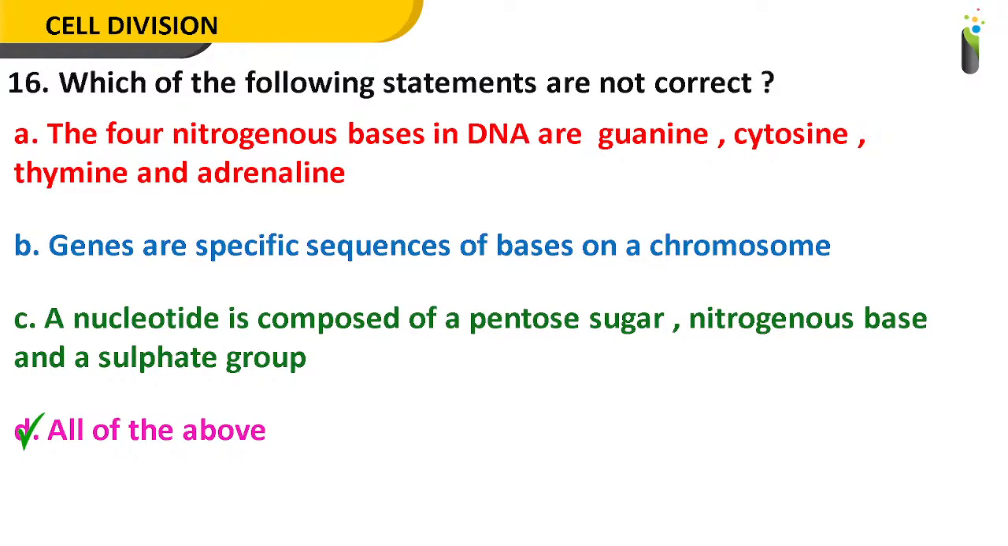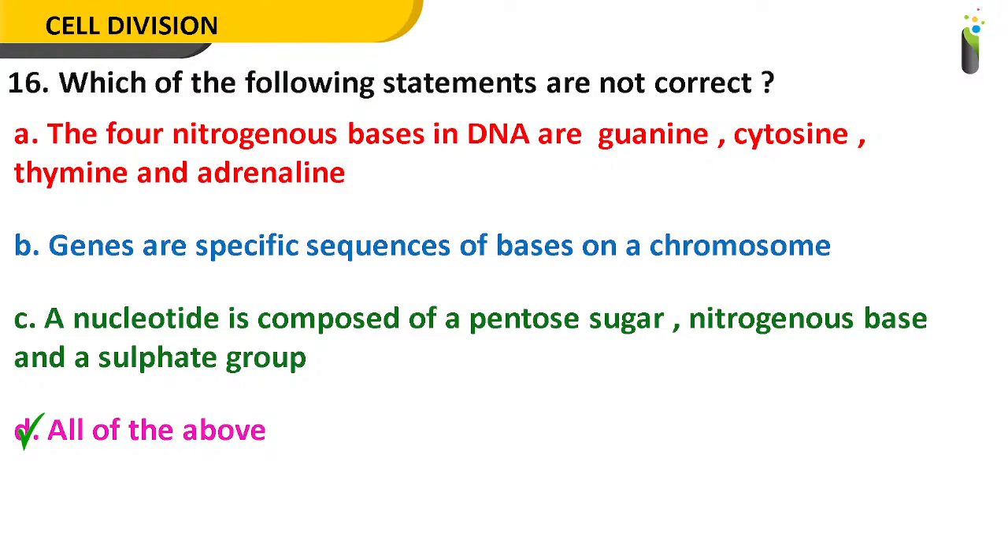Why? The four nitrogenous bases in DNA are guanine, cytosine, thymine, and adrenaline. That's the wrong statement because it's not adrenaline, but adenine. A stands for adenine and not adrenaline. Option B says genes are specific sequences of bases on a chromosome. That's not correct. The reason is genes are specific sequences of nucleotides on a chromosome, because for bases, it is not specified which bases. So this is a wrong statement.